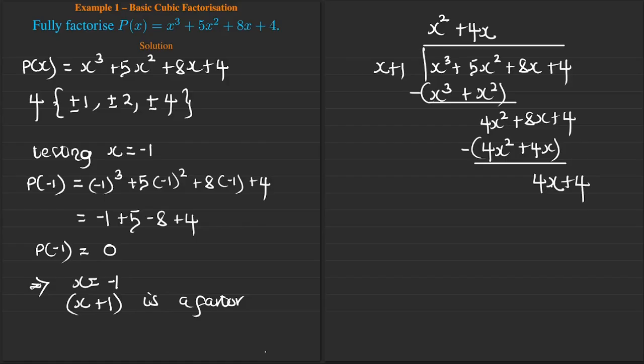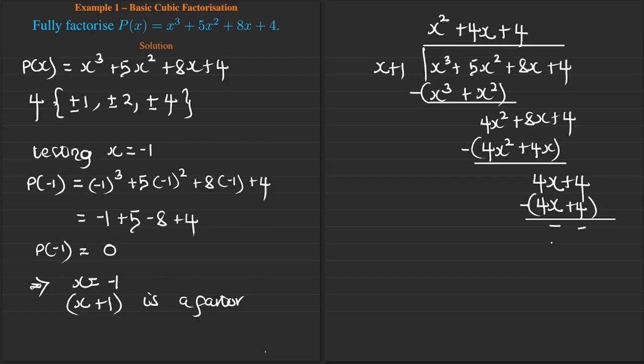So with that, we do our division again. 4x divided by x gives us a 4. So we multiply. x times 4 gives us a 4x. Then our 1 times 4 gives us a positive 4. And then we do our subtraction. So that gives us nothing.